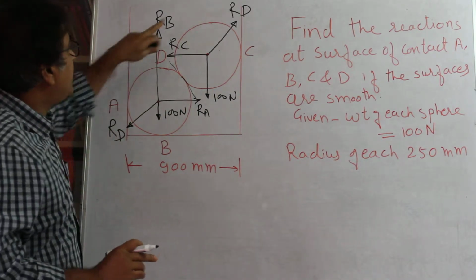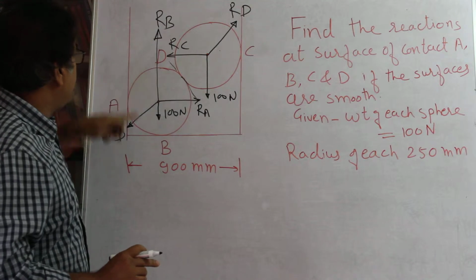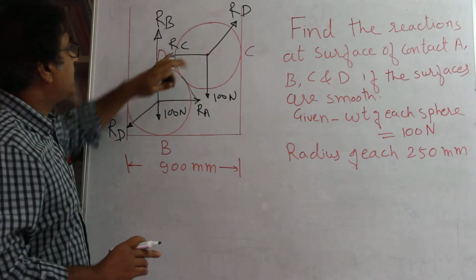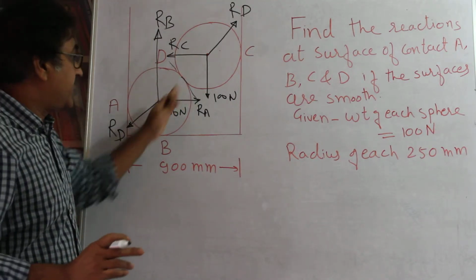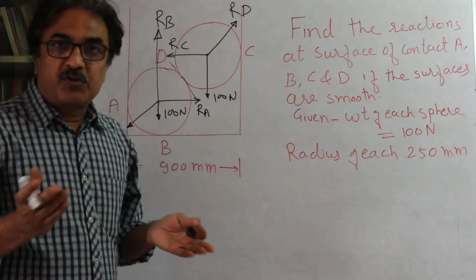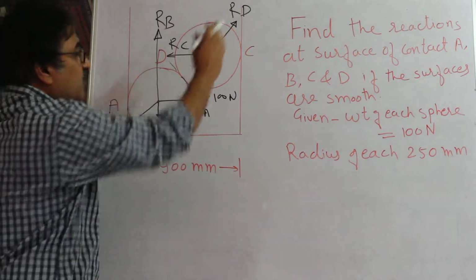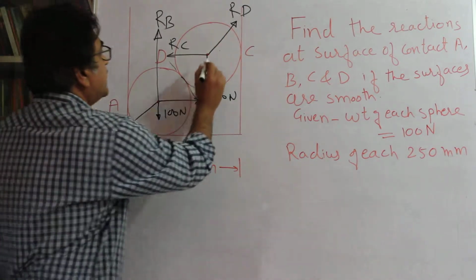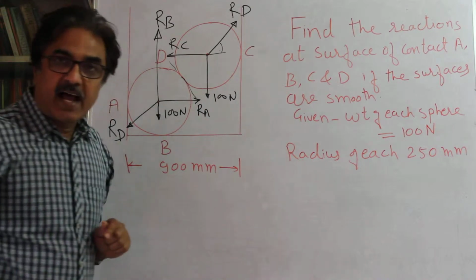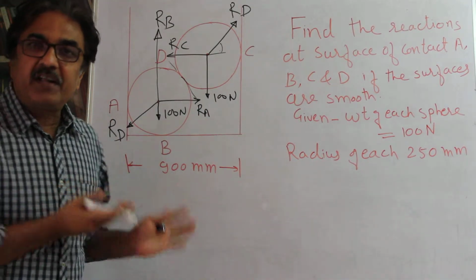So basically RB, RA and RC are all either vertical or horizontal, except the force RD, acting on the two cylinders. Now we want to find out this angle. So how will you find out this angle? That's the central point in this problem.